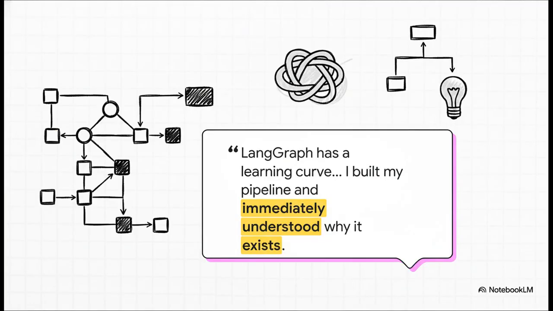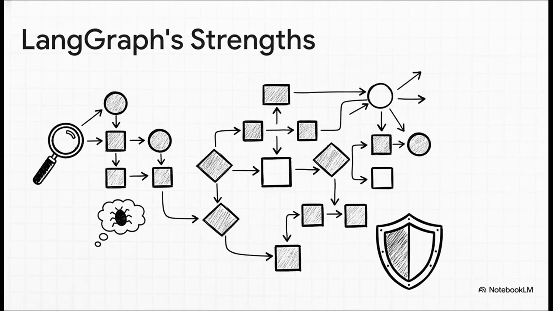Now, all that control comes with a bit of a trade-off. There's this great quote from a developer that really sums it up. They said something like, LangGraph has a learning curve that initially made me want to close the tab. I think we've all been there. But then they said, then I built my pipeline in it and immediately understood why it exists. And that's the key. Once your workflow gets complicated, with real branching and loops, that graph structure suddenly becomes unbelievably powerful.